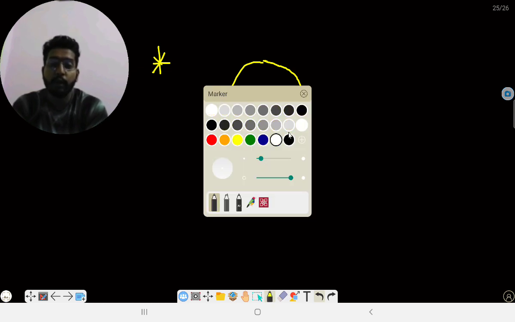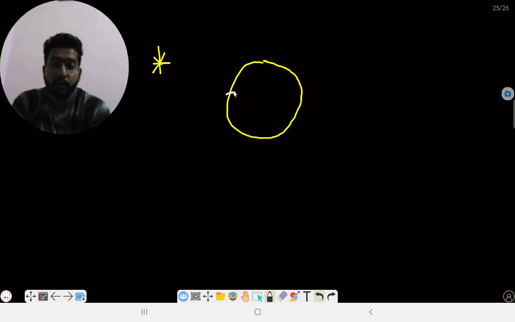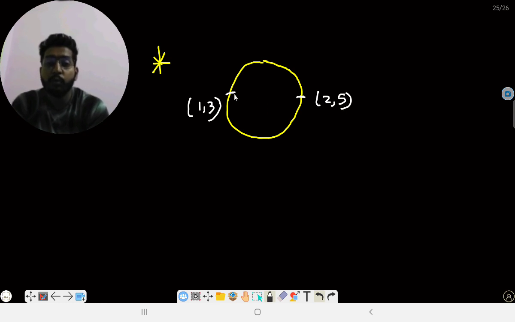Suppose this is a circle. Now if two endpoints are given, there is another formula to find the equation of the circle. Suppose this is a point (1, 3) and this is a point (2, 5). Now how do we find the equation of the circle?